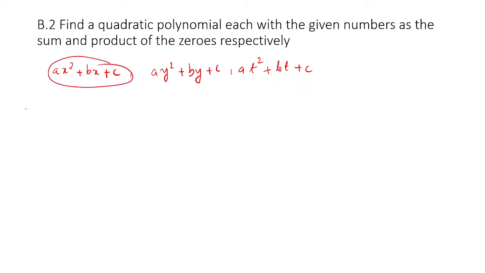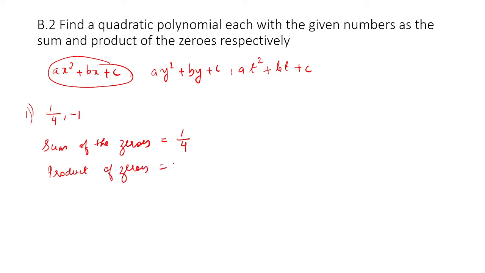So the first question that we have is, they have given us the sum and product of the zeros, and that will come in handy. There are many ways of solving these questions, clear? So the sum of the zeros is equal to 1 by 4, and the product of zeros is equal to minus 1. There are many ways of solving this, but an easier way is one such case.